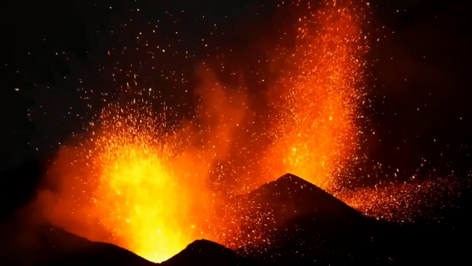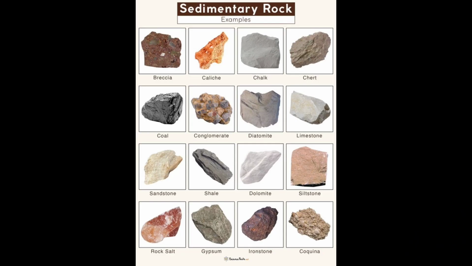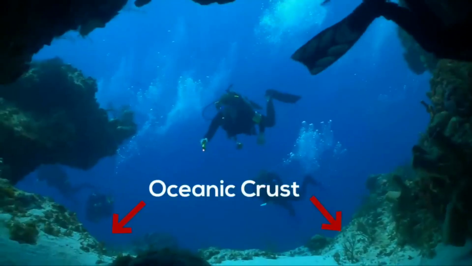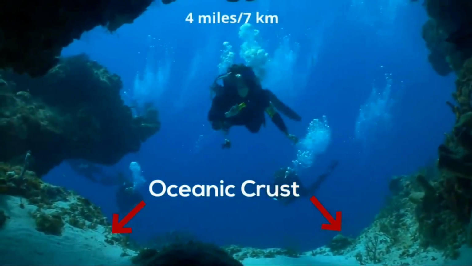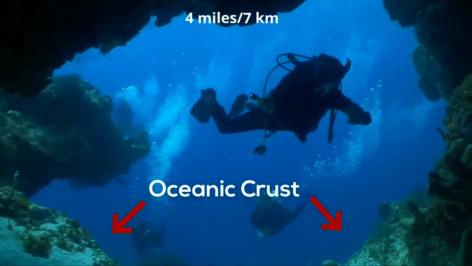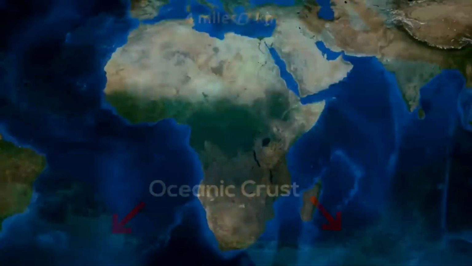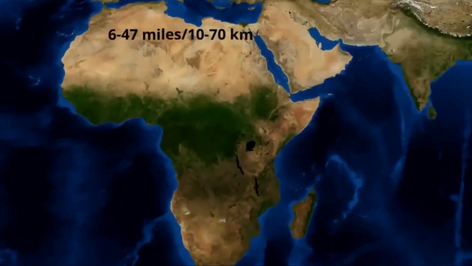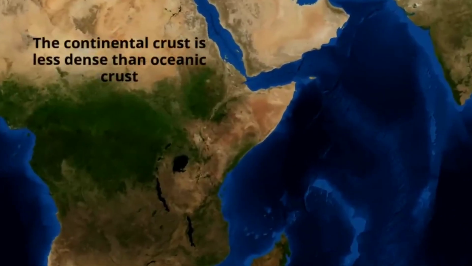The Earth's crust contains all three types of rocks, including igneous, sedimentary, and metamorphic rocks. The oceanic crust is generally younger, thinner, and denser. It is approximately 4 miles or 7 kilometers in thickness. It is denser than the continental crust because it is predominantly composed of magnesium based rock. Then we have continental crust. It is older, thicker, and less dense than the oceanic crust.